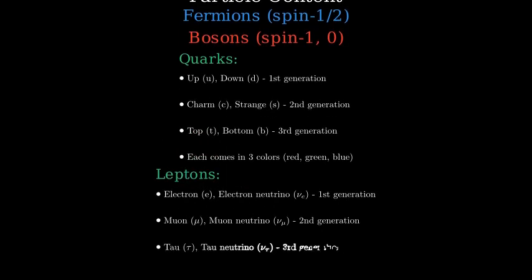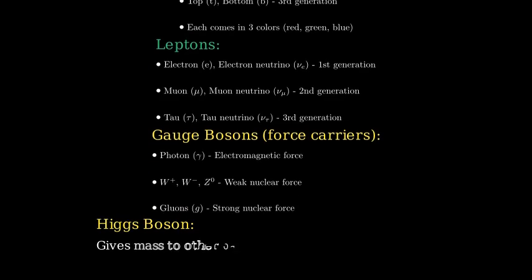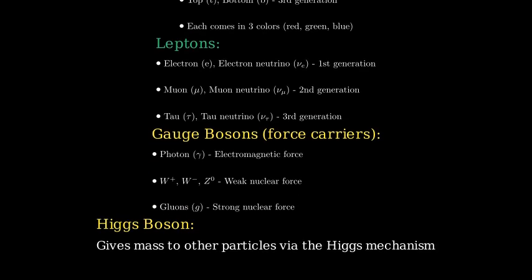Fermions also include 6 types of leptons: the electron, muon, and tau, along with their corresponding neutrinos. The gauge bosons include the photon, which mediates the electromagnetic force, the W and Z bosons, which mediate the weak nuclear force, and the gluons, which mediate the strong nuclear force. Finally, we have the Higgs boson, which gives mass to other particles through the Higgs mechanism.